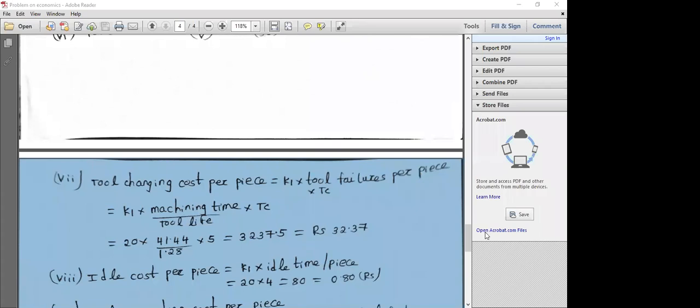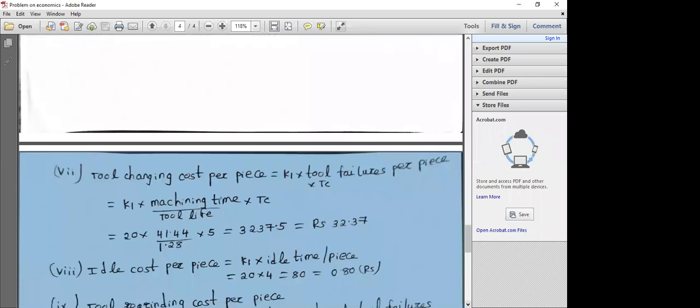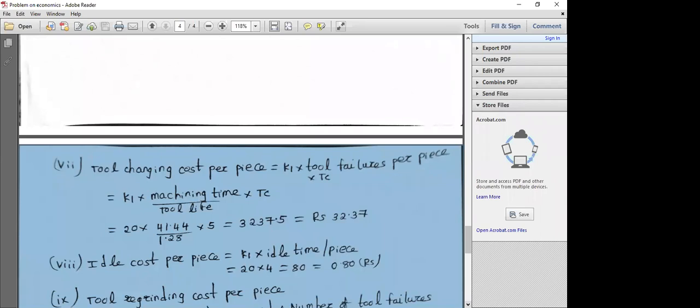At connections, you don't just try to cooperate at that time, and some are making noise in between. So ideal cost per piece, already I told you, K1 into ideal time per piece. So what is the ideal time per piece? Already it has been given in the data. You just try to see. He has given us 4 minutes. So don't worry about the data. Data is there. Only you have to implement the formulas.